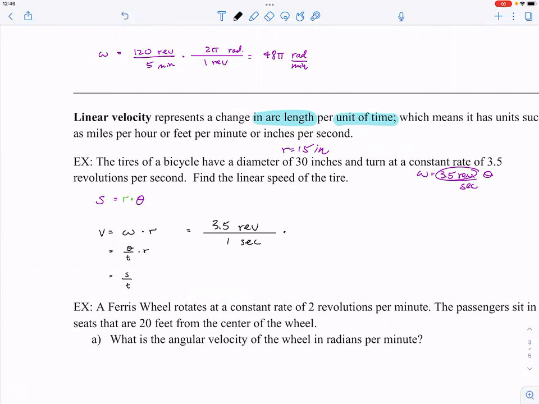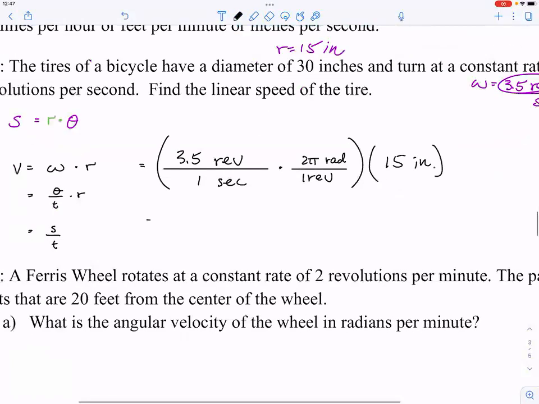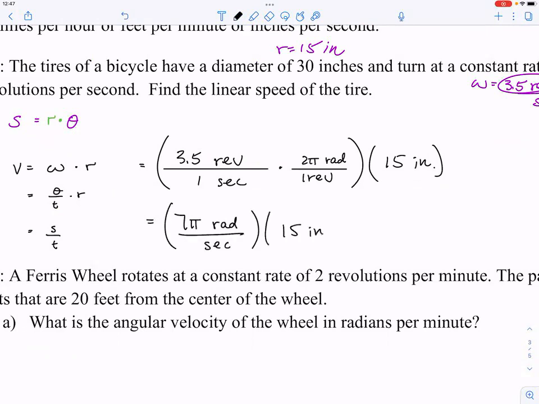So we have 3.5 revolutions per second, and we will have to change it to radians. And then we multiply by the radius, which is 15 inches. So there will be 7 pi radians per second times 15 inches, which gives us 105 pi inches per second.